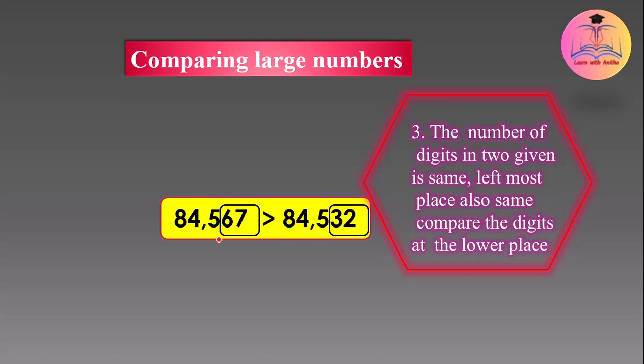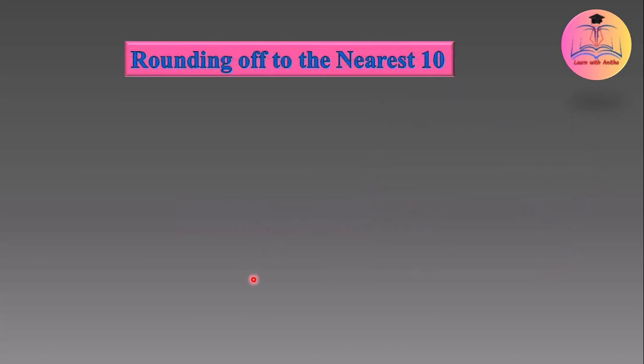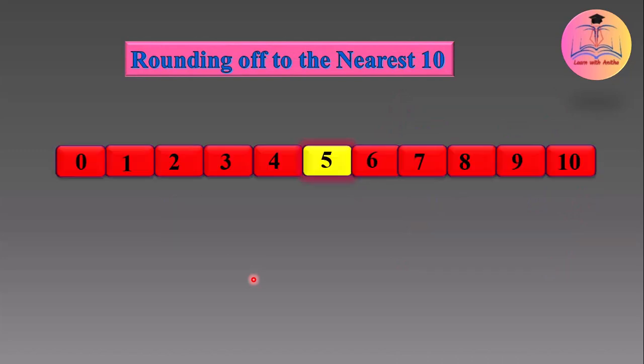When we compare larger numbers, we have the three basic rules. We discussed the three basic rules. We'll move on to the next topic: rounding off to the nearest 10. We have the number scale here. Look at the digits 0 to 10 on the scale. Rounding off is used in estimation. While estimating, the numbers used for estimation are rounded off to the nearest place of tens, hundreds or thousands.